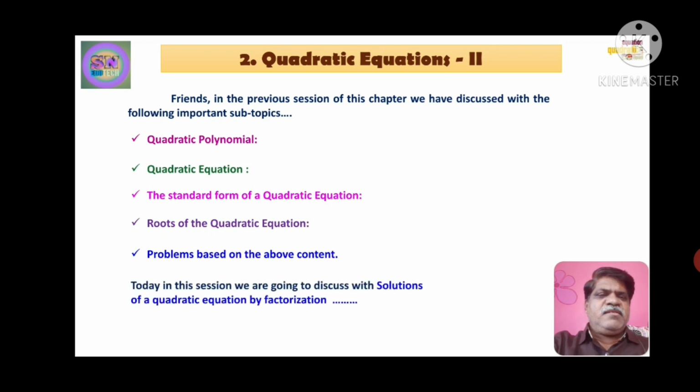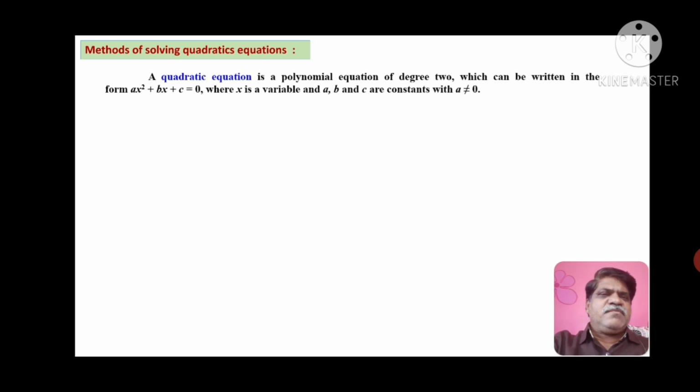Friends, today in this session we are going to discuss solutions of a quadratic equation by the factoring or factorization method. So first we will see what the different methods of solving these quadratic equations are. A quadratic equation is a polynomial equation of degree 2 which can be written in the form ax square plus bx plus c is equal to 0, where x is a variable and a, b and c are constants, where a is not equal to 0.